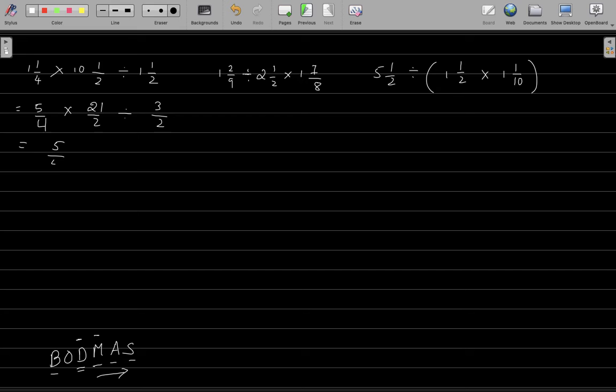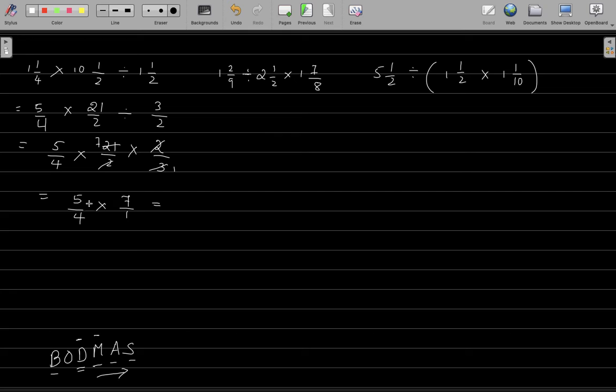So if we have 5 by 4 multiplied by 21 by 2, whenever you have a division symbol, replace it by multiplication by taking the reciprocal of the second expression. Can you solve it here? Yes, 2 and 2 get cancelled. 3 times 1 is 3. 3 times 7 is 21. So now you have 5 by 4 multiplied by 7 by 1.